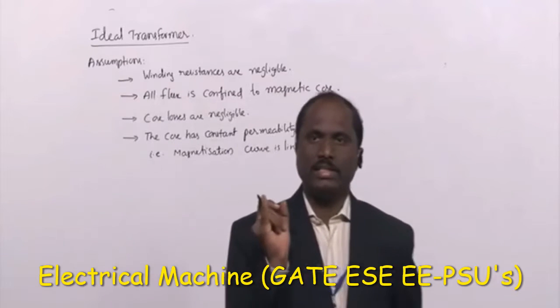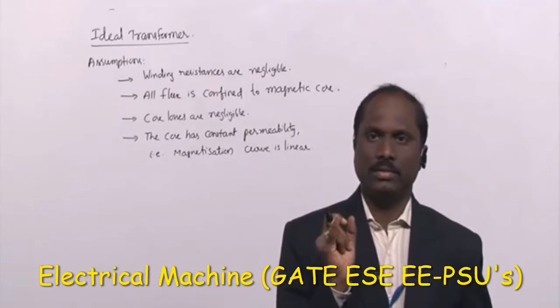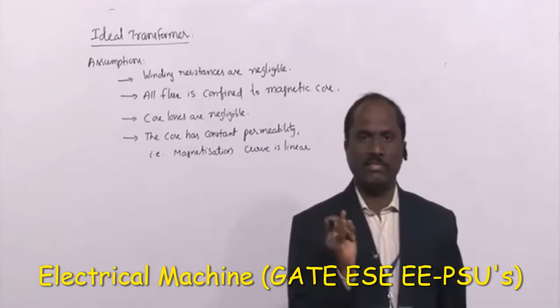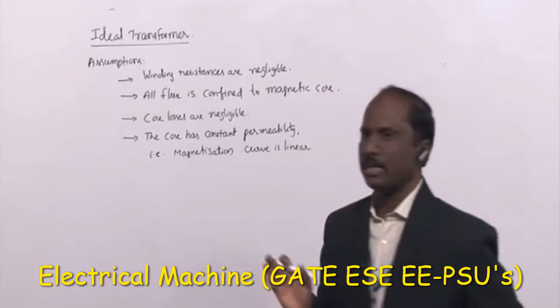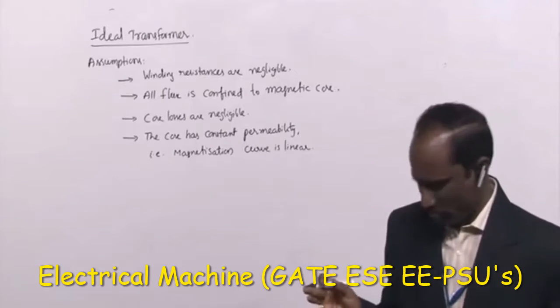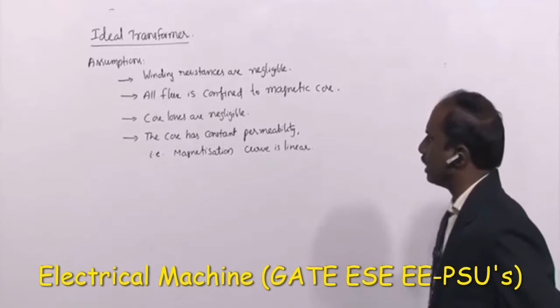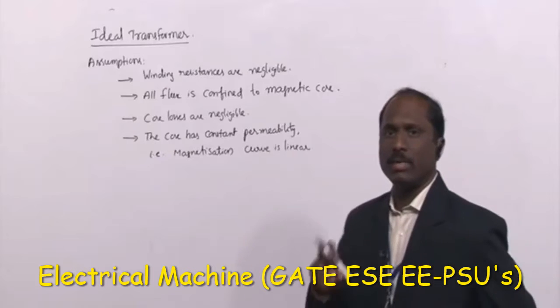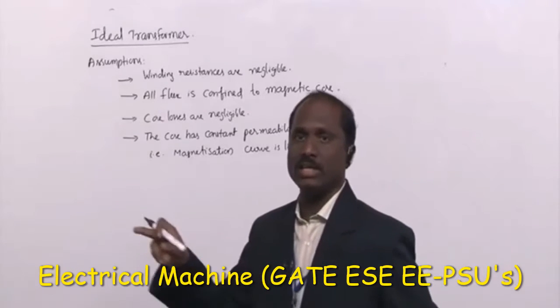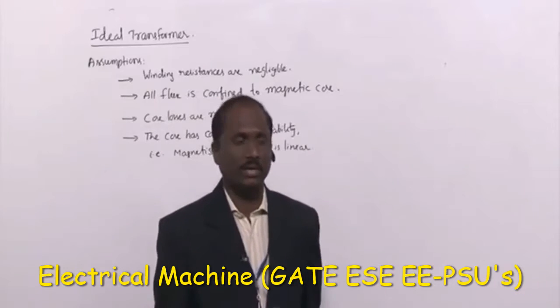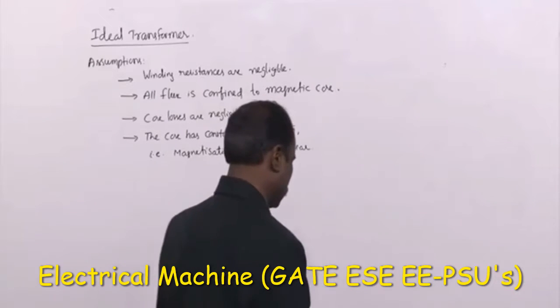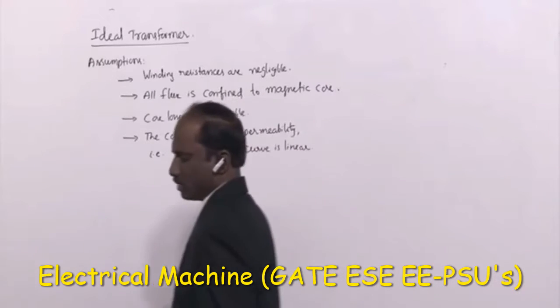First one is the winding resistance is 0. Second one is all the flux is confined to the magnetic core. Third one is the core losses are negligible, almost 0. And next one is the core has constant permeability, so there is a magnetization curve. If we increase the current, the flux we are getting is also increasing in nature. So it is a linear characteristic. This is called an ideal transformer.